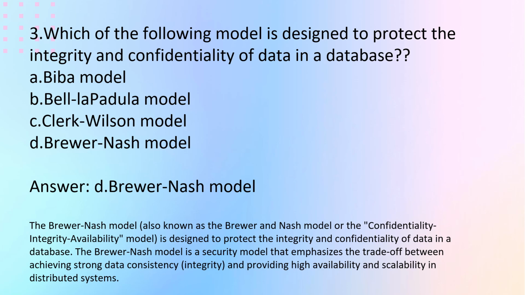Brewer-Nash model. The Brewer-Nash model, also known as the Brewer and Nash model or the confidentiality, integrity, availability model, is designed to protect the integrity and confidentiality of data in the database. The Brewer-Nash model is a security model that emphasizes the trade-offs between achieving strong data consistency, integrity, and providing high availability and scalability in distributed systems.